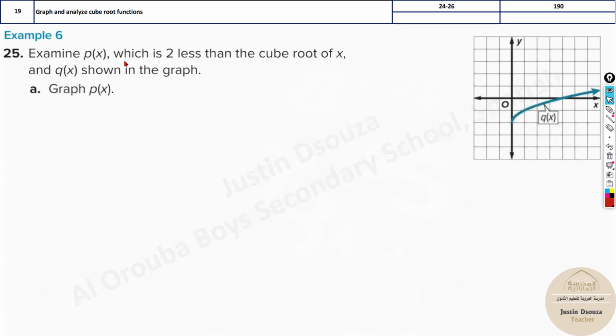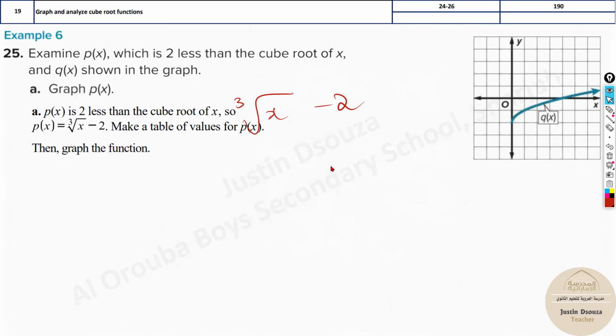But I'll just tell you what this equation is. They have not given the equation, right? P of x, which is 2 less than the cube root function. Okay, what is the cube root function? x, this. But 2 less than minus 2. Okay, this is the graph. Once, let's just check the answer. Yeah, that's the equation. Now you need to graph this one because the square root function is given.